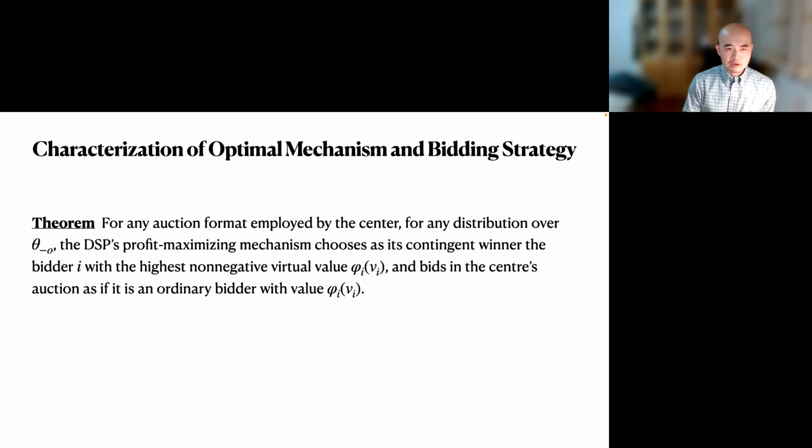Okay, so our characterization is this. For any auction format employed by the center, and for any distribution over theta minus O, remember these are the bids from the competing DSPs, a DSP's profit maximizing mechanism chooses as its contingent winner the bidder I with the highest non-negative virtual value, phi of VI, and then bids in the center's auction as if it is an ordinary bidder with value phi of VI. In other words, the contingent allocation rule is the same as in Myerson's auction, and the bidding to the center is just bidding the contingent winner's virtual value. Is there any question about this?